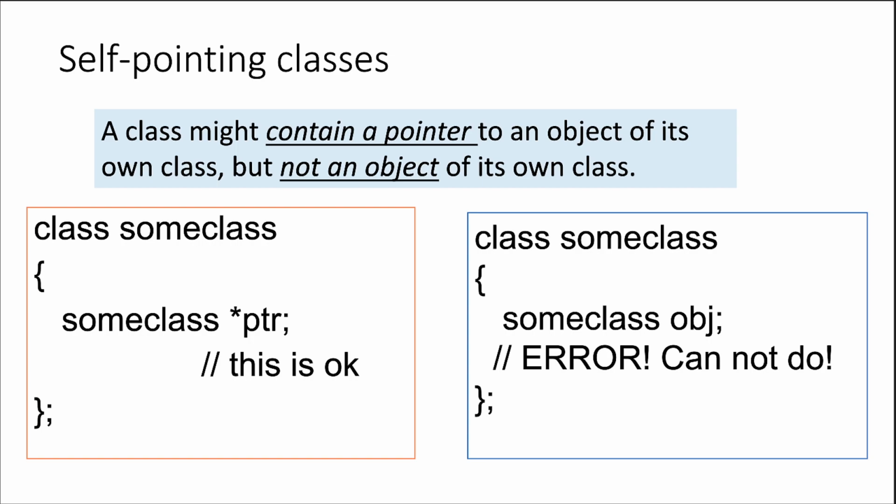The first line says it can contain a pointer. Yes, agreed. But it cannot contain an object of its own type. What is the class name? Some class. And if inside the class you again say some class obj, this is not allowed. Logically, it has no meaning. Clear? The first point, the pointer inside a class to itself, is called a self-pointing class.